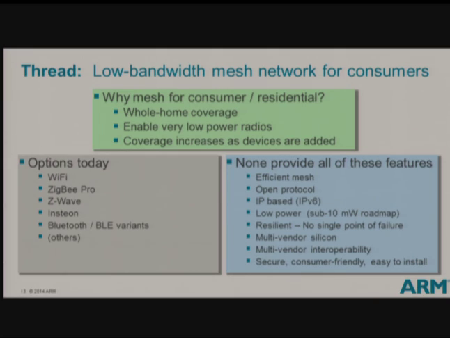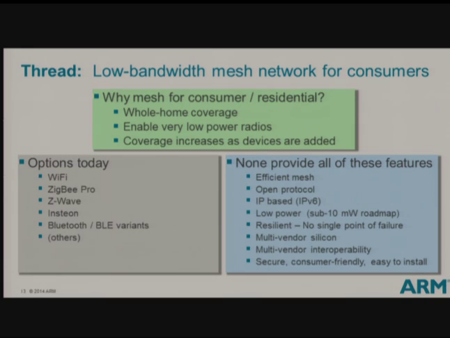Whole home coverage, low power radios, coverage increases as devices are added. And the options today: Wi-Fi, Zigbee Pro, Z-Wave, Insteon, and a whole bunch of proprietary stuff, Bluetooth and BLE variants and others, all great stuff, but none provide that list of features that are listed there. Efficient mesh, open protocol, whole home, low power, resilient, no point of failure, and totally open and free. You add all that up and there's really nothing. And that's why on the previous speaker's chart, the 15.4 line was pretty flat compared with the others, and we're trying to change that.